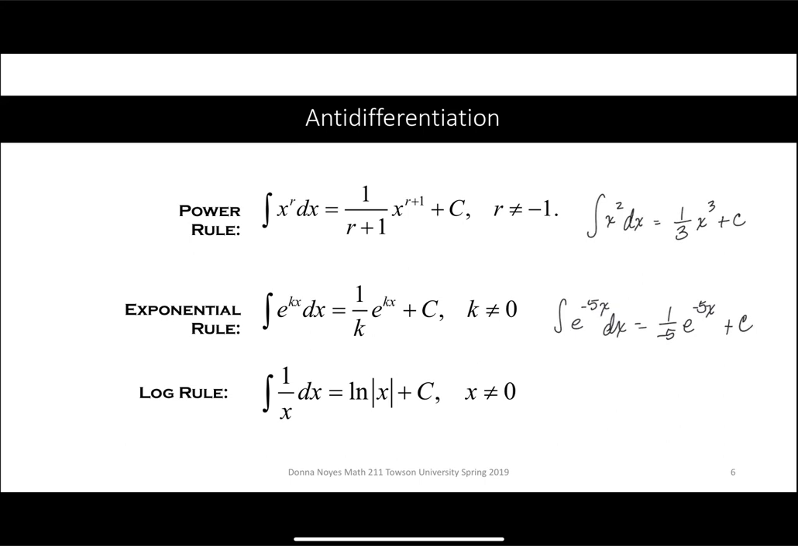The log rule is the one I sort of took us into head first on that last example, example 1, which says the integral of 1 over x dx is the natural log of the absolute value of x plus c. And x just can't be 0 because the log of 0 doesn't exist. This one is important for the same reasons I mentioned in example 1, because you need to know that x is always positive because you can't take the log of a negative number.